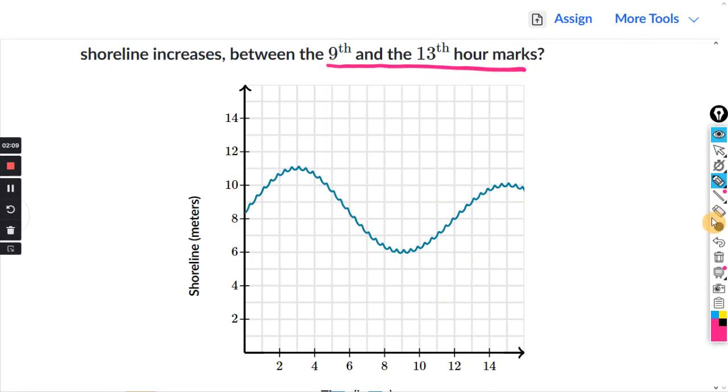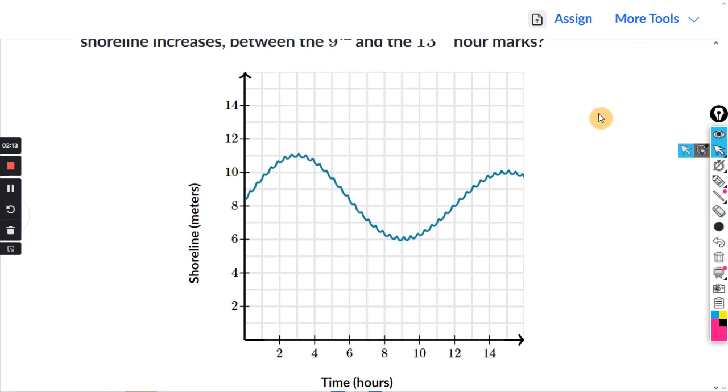So the time is on the x-axis, all right? So the time in hours, and we are going for the 9th and 13th. So 9 would be right here, and 13 would be right there, all right? We want to trace that to the graph. So this is for 9, and this one here is for 13. All right, we're tracing those to the graph.